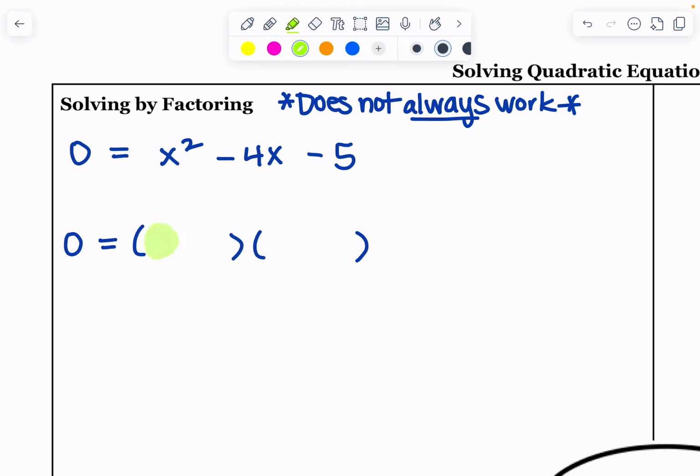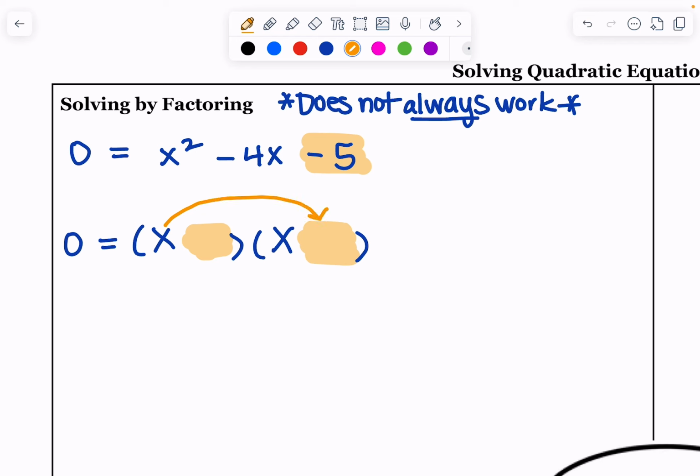We know that this first space in each of our new factors, we want them to multiply to get x squared. So we know that this is going to be x times x. And then when we consider the two constants of our factors, we want them to multiply to get -5. And then we also want, when we distribute back, this loop, or x times the number, plus this loop, whatever number we put there, times x. We want those to combine to be -4x.